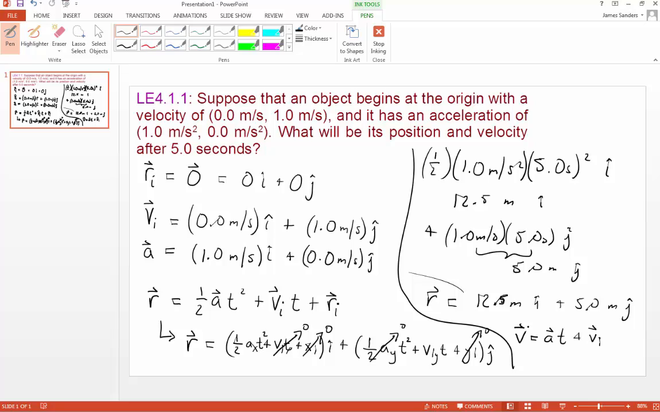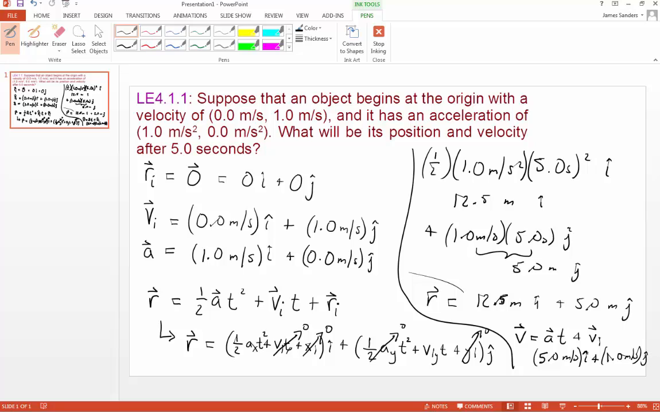So the acceleration again is 1 i hat plus 0 j hat, and so we would end up with 1 times 5, or 5 meters per second in the i hat direction, and then in the j hat direction we have 1 meter per second plus 0 times the time, so 1.0 meters per second in the j hat direction.